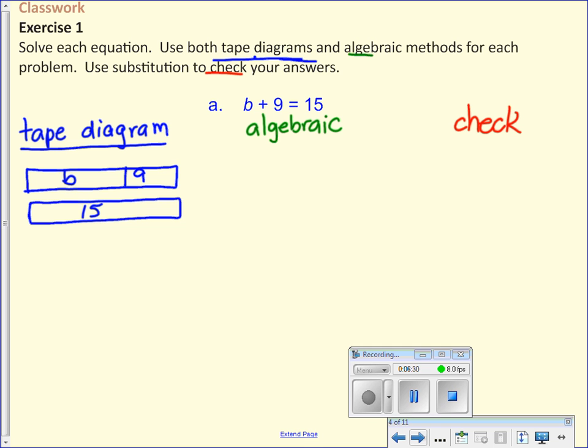So now let's take our 15 and break it up so it matches our first one. So here we have my first bar. I'm just drawing it again. b plus 9.